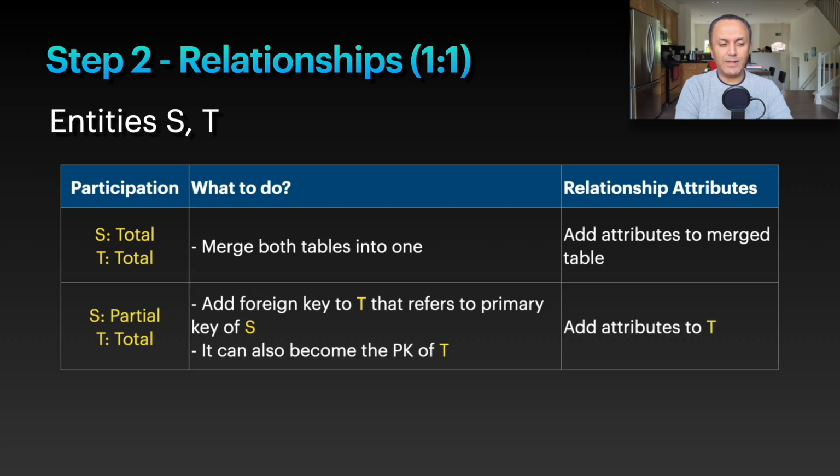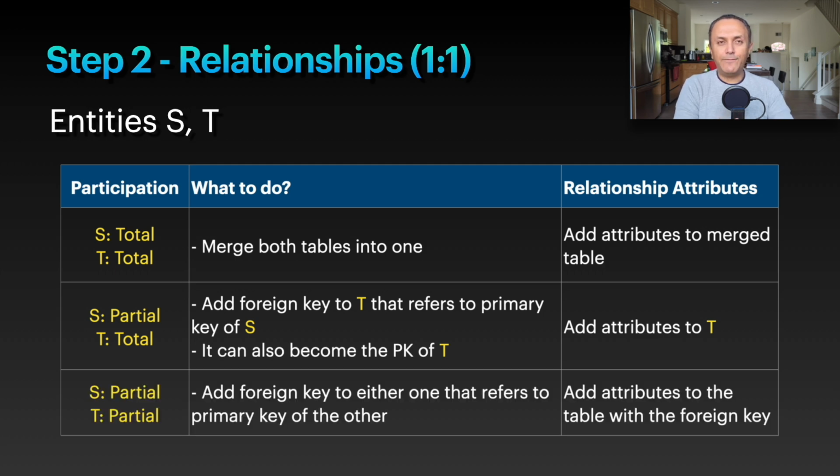Second possibility is that one relationship has partial participation and the other has total participation. In this case, we will add a foreign key from T, which is like the relationship that has the total participation, pointing at the one that has the partial participation. That foreign key may also be chosen as a primary key of T. And if the relationship has any attributes, they will be added to table T. Table T is the one that has the total participation.